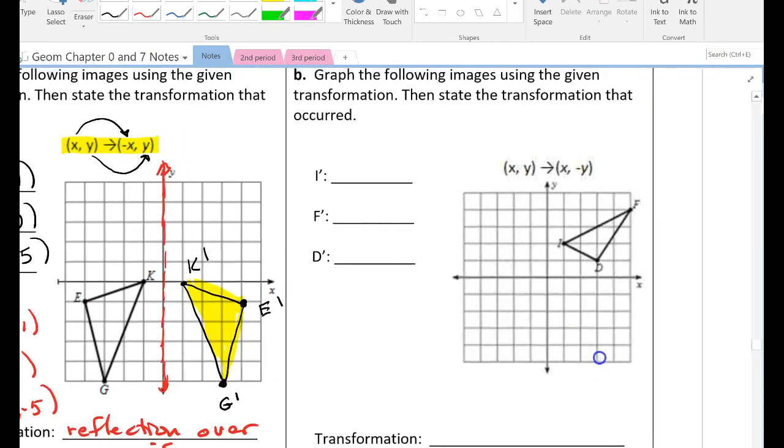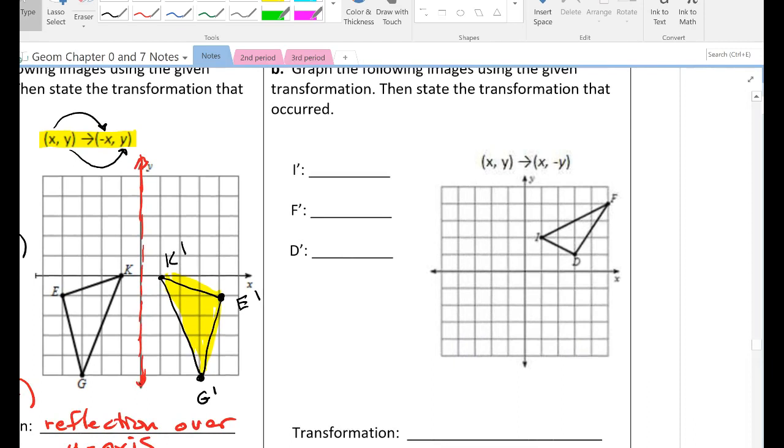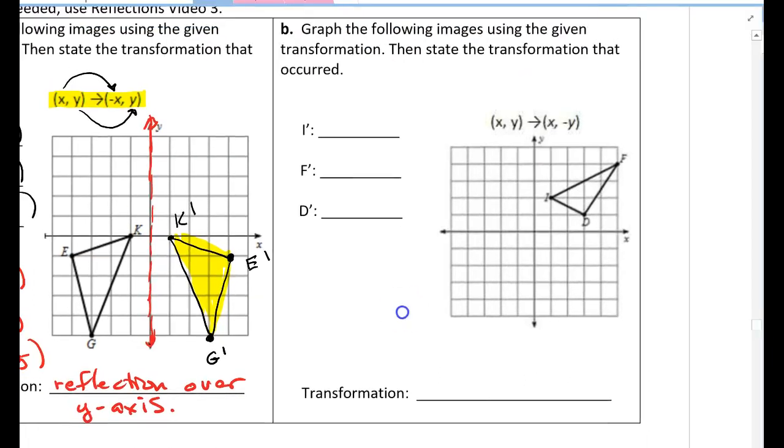It's got a slightly different rule, but very similar. And then when you come back, we will talk about the solution. So pause the video, try part B now.